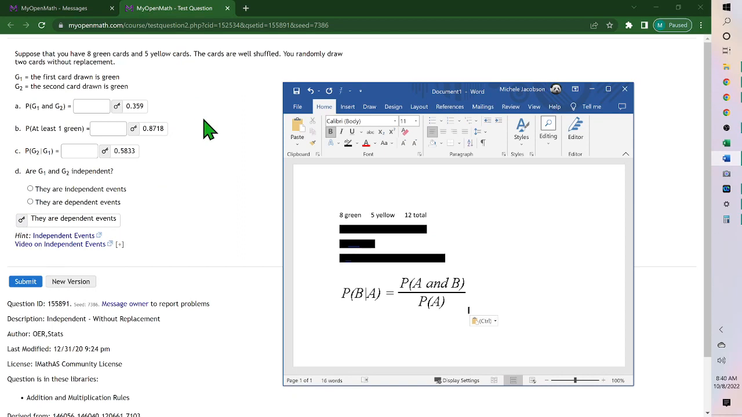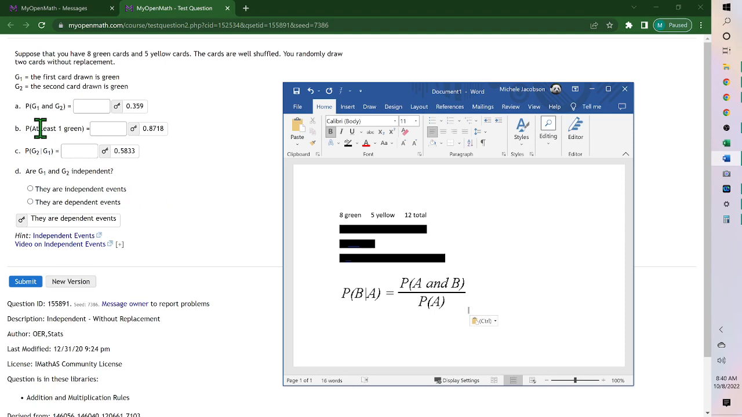For this problem, we have 8 green cards and 5 yellow cards, which gives us a total of 12 cards. The cards are well shuffled, and you randomly draw 2 cards without replacement. So G1 is the event of the first one being green, and then we don't put it back. And G2 is the event of the second one being green.